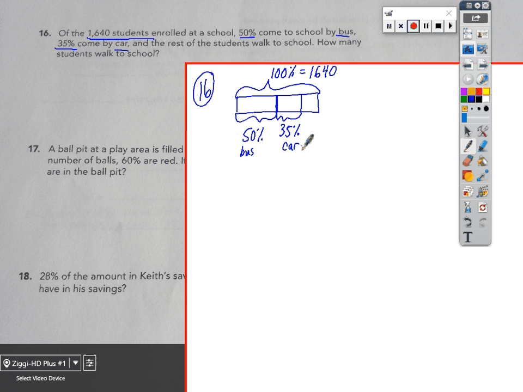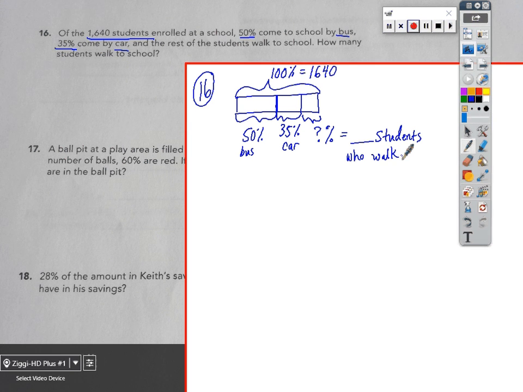The last thing that it says is the rest of the students walk to school. How many students walk to school? So most popular wrong answer, students will just find me the percentage and call it a day. Well, yeah, there's a little bit of math to get there. But let's be honest, we need to turn that percent into a number of walking students. So I'm looking for the number of students who walk.